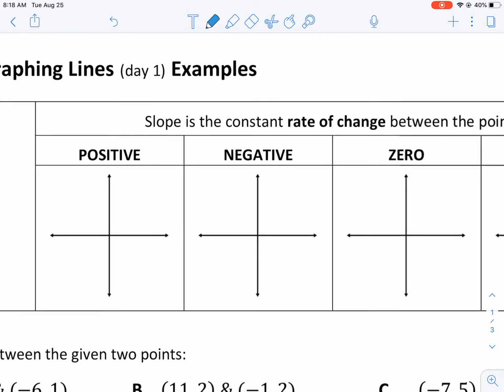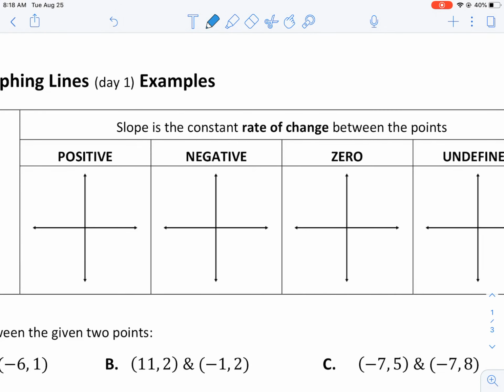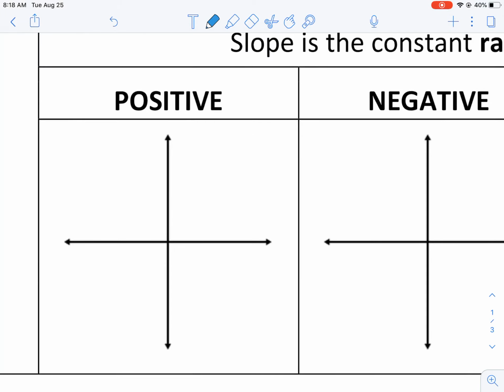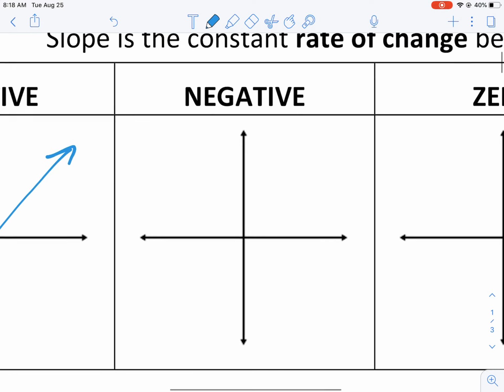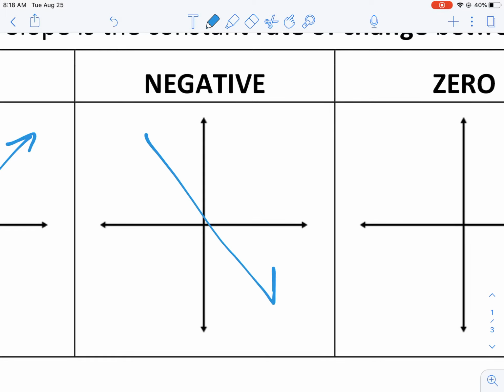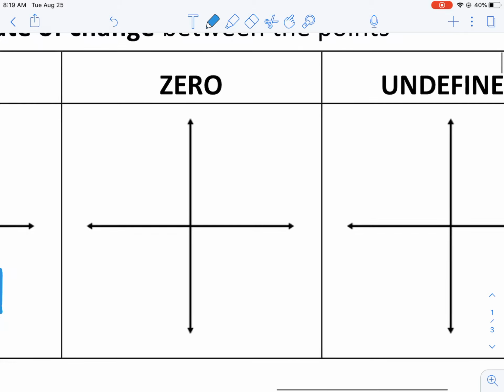So slope. Slope is the constant rate of change, right? Slope is constant. It always stays the same. That's why you have a linear graph. It has a slope. So positive slope means you are going up, right? Negative slope means you are going down. Zero slope means you're not going up or down. It means you just have a flat line, you're going straight.